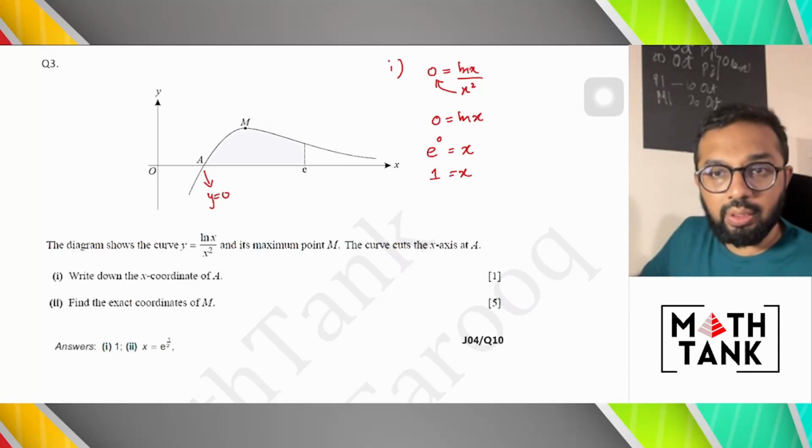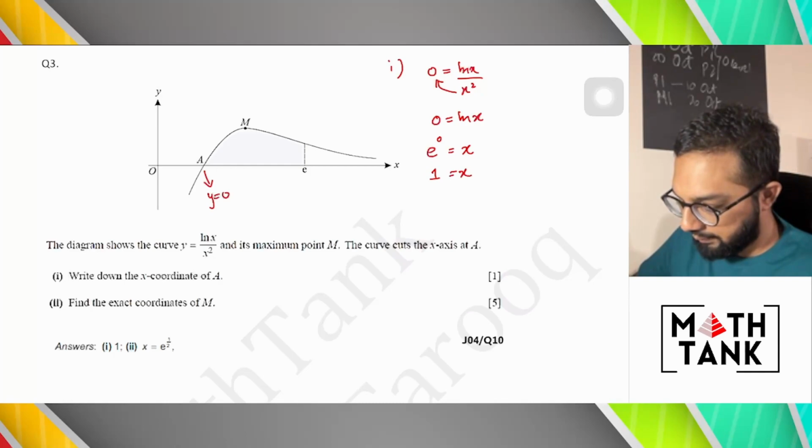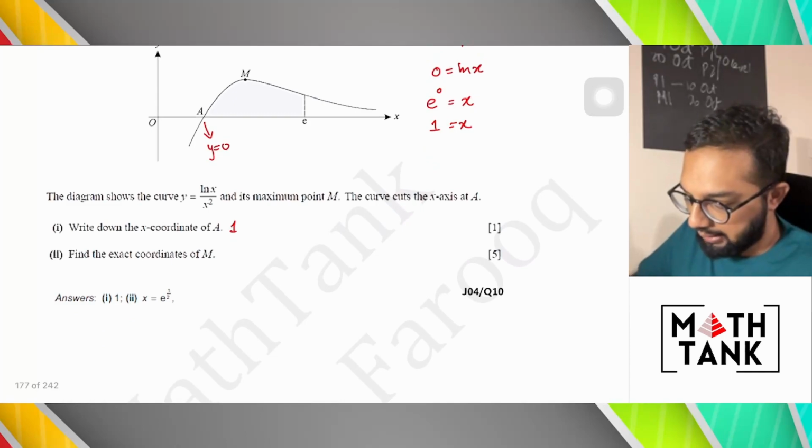Write down the x coordinate of A. So that's what I've already written. That is 1. Find the exact coordinates of M. Again, I'm asking you to differentiate. This time it's the quotient rule.